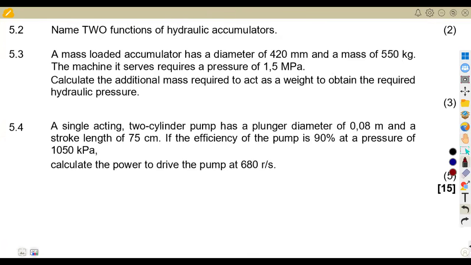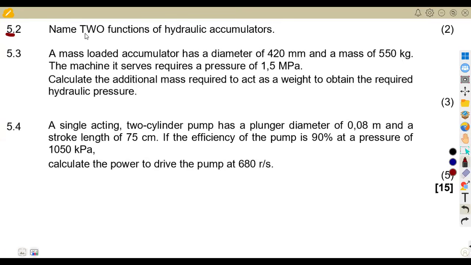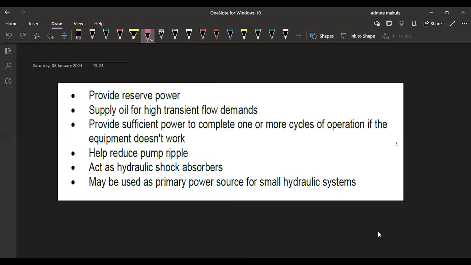Okay, so checking on this part, 5.2 is just to name 2 functions of hydraulic accumulators in this case. So we are given to name 2 functions of hydraulic accumulators. I just want you to have one or two of these parts that I have got here so that you can check one or two to add from what you understand or from what you already have.